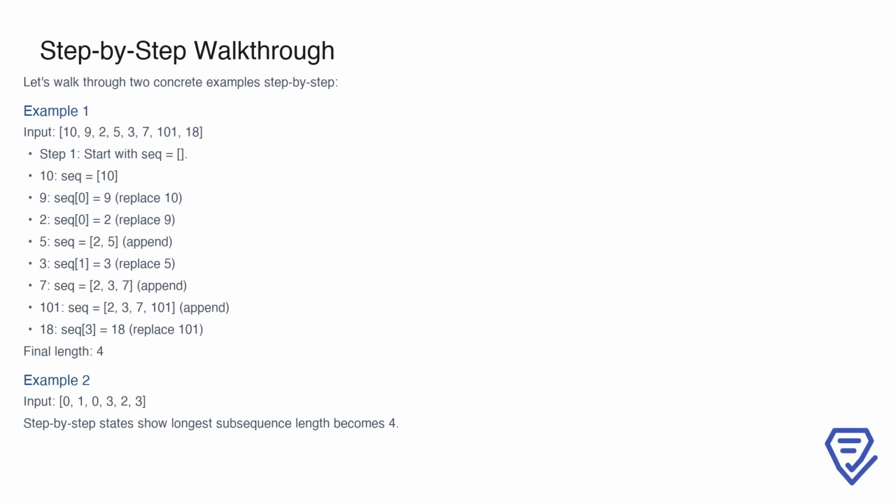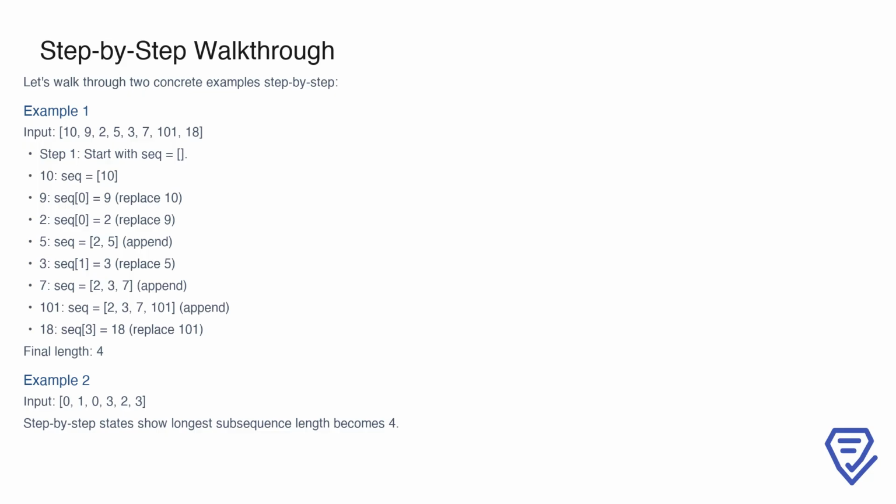Let's step through the algorithm for LeetCode problem number 300 with detailed examples. Using the first input, 10, 9, 2, 5, 3, 7, 101, 18, we start with an empty list. We add 10 to seq. When 9 appears, it's less than the tail, so we replace 10 with 9. For 2, we again replace, getting 2. Next is 5, which is larger, so we append.